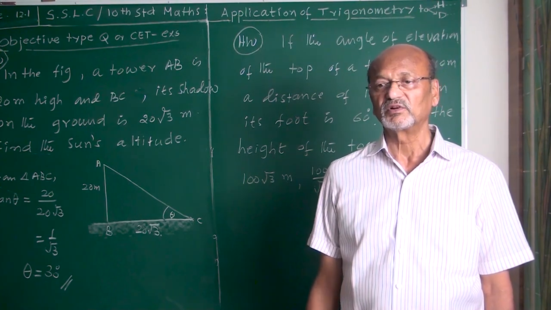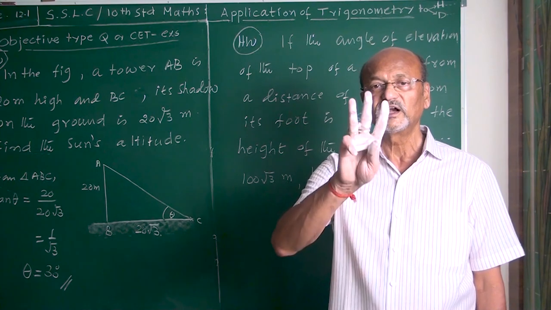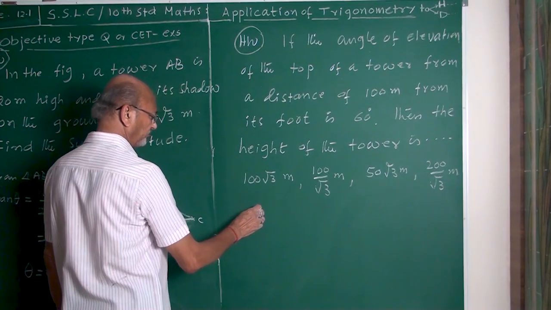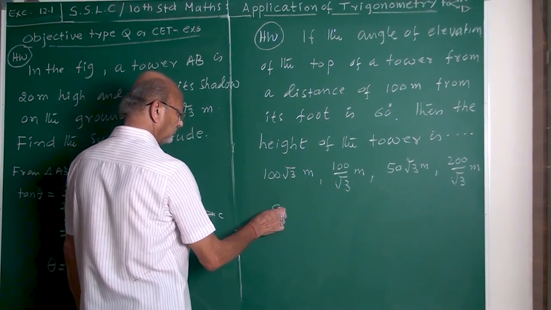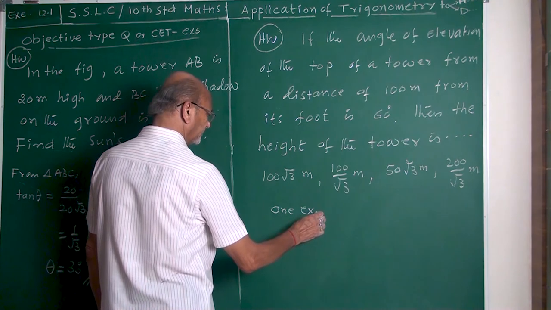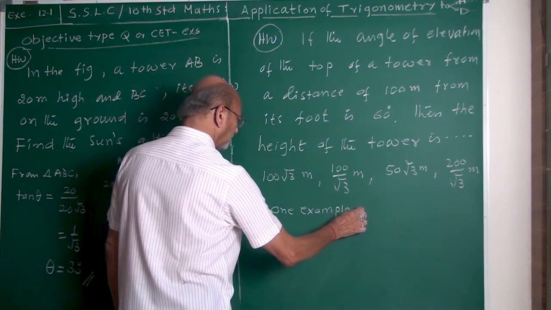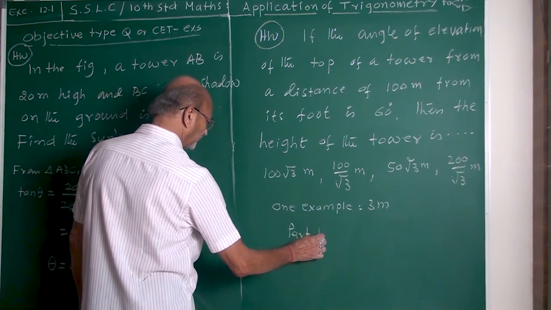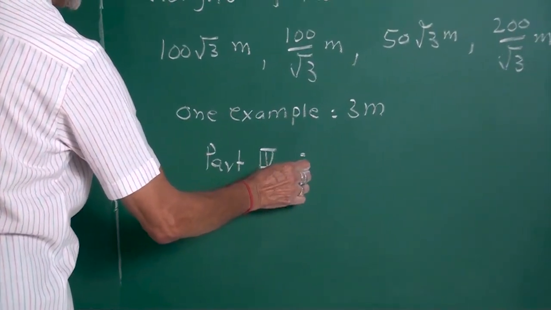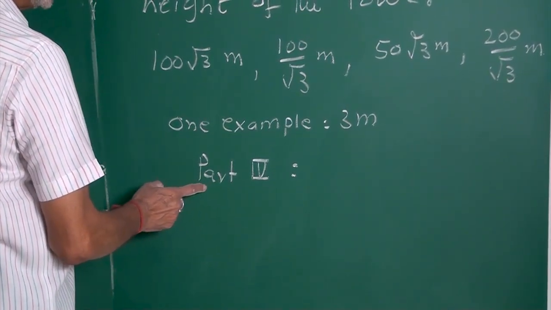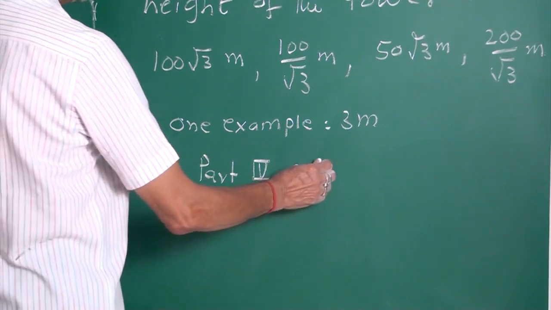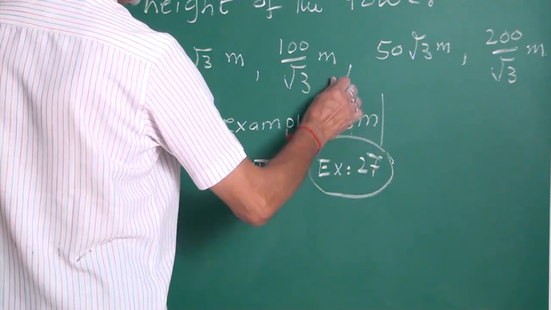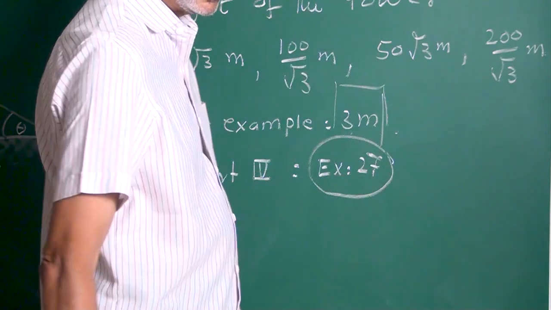Understood? So, my friends, prepare nicely. Why? You can get one example under 3 mark question, part 4, in the model question paper. There are 2 model question papers given by the SSLC board, and in both it is example number 27 under 3 mark question. Prepare it, my friends.